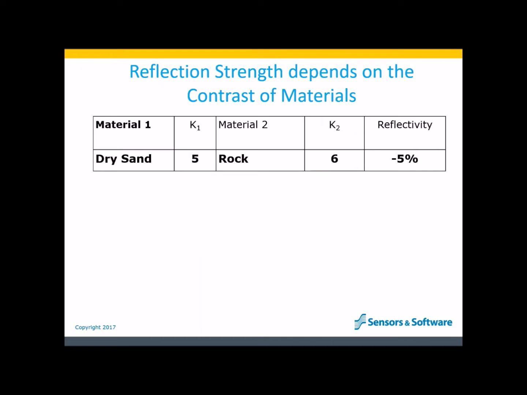Going from dry sand with a K of 5 to rock with a K of 6. When you do the math from the formula on the last slide, the reflection coefficient is only 5%. That is, 5% of the GPR energy that hits this interface reflects, and 95% of it transmits through. This means that this boundary will be a very weak reflector and probably very difficult to see.